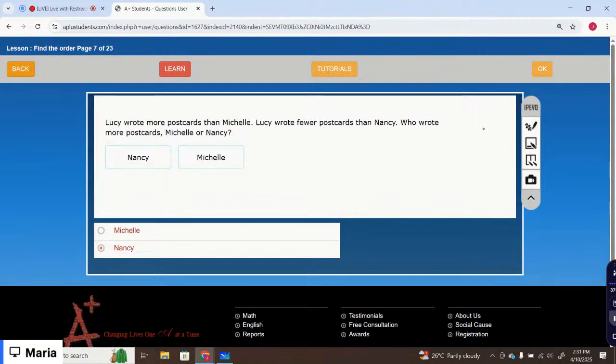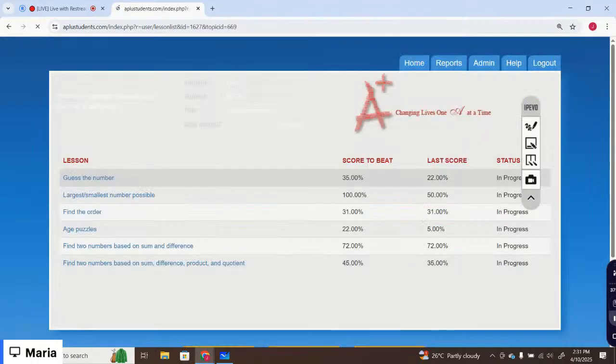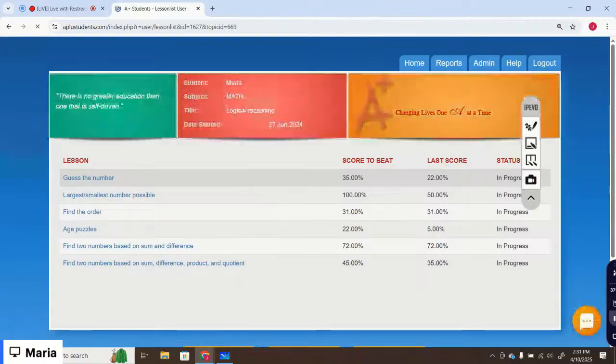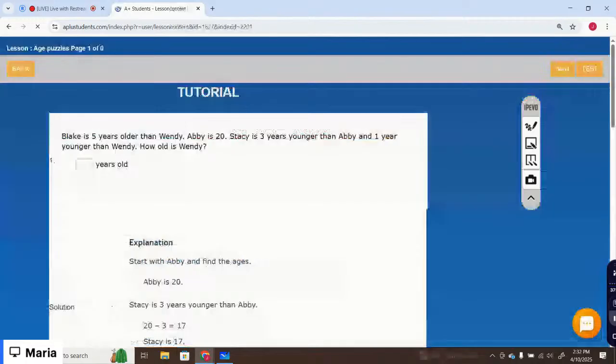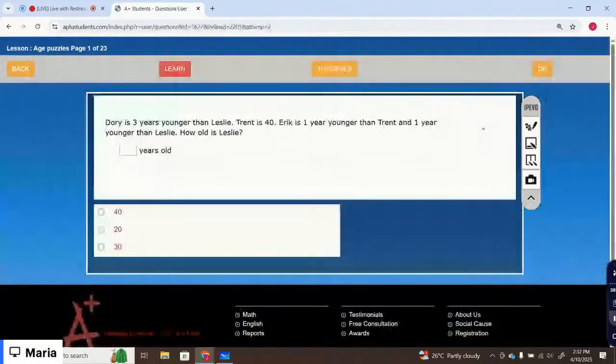You can complete the lesson by yourself. If you want, just move on to the next lesson. Let's just start with the age puzzles. Let's just start with the test questions so that we can do more questions.